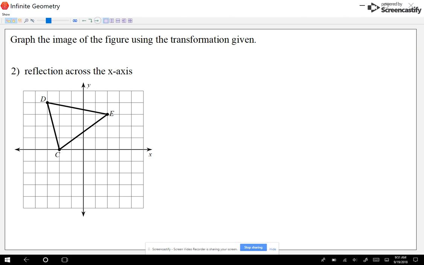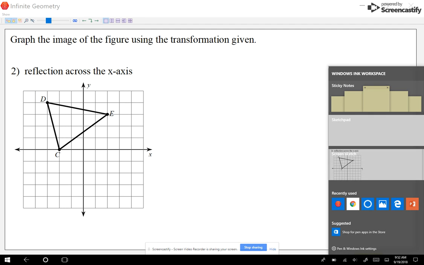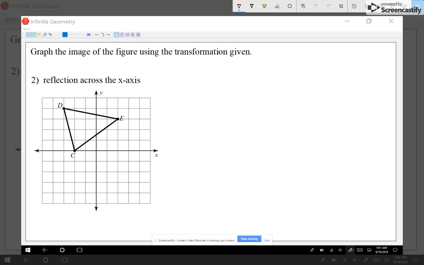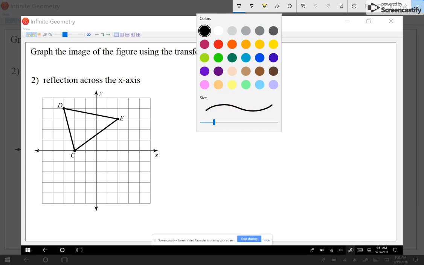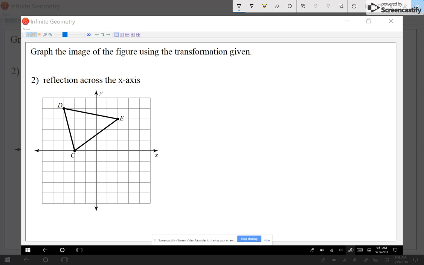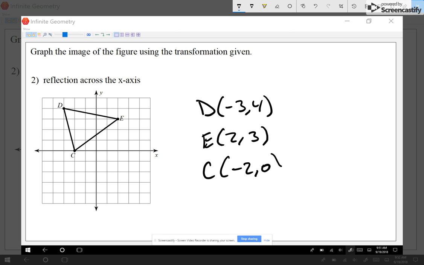Let's take a look at my example number 2. I'm going to ask you guys to graph this one. And here I want you guys to do a reflection across the x-axis. For the way I'm going to work this, I'm going to use the coordinates. So let me get the coordinates the way I have them now. D, the coordinates of D are negative 3, 4. The coordinates of E are 2, 3. And the coordinates of C are negative 2, 0.